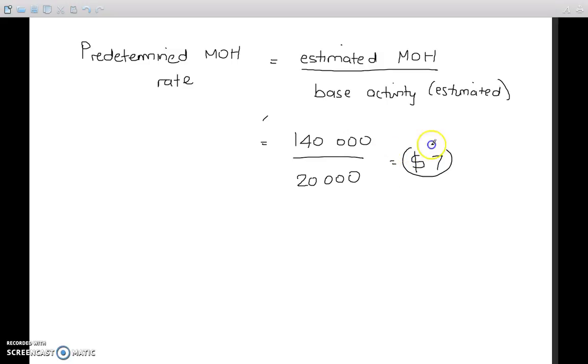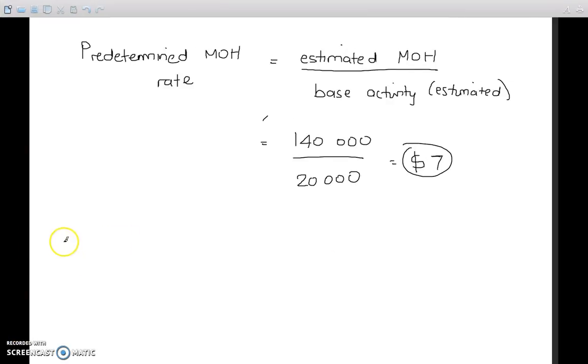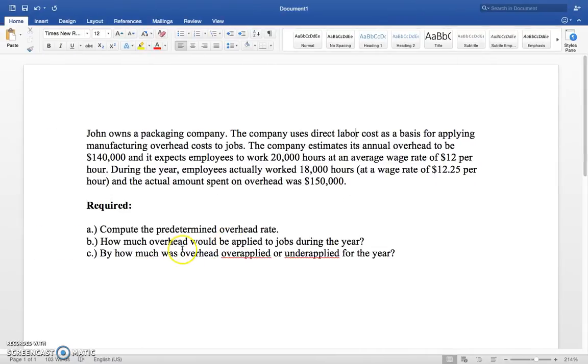That right there, my friends, is your MOH rate. Now, how would you use this? We're going to get to that. So, moving on. How much overhead would be applied to jobs during the year? There you go. It's asking you the question in the next part. So, that's part B. So it's saying how much overhead would be applied to jobs during the year.